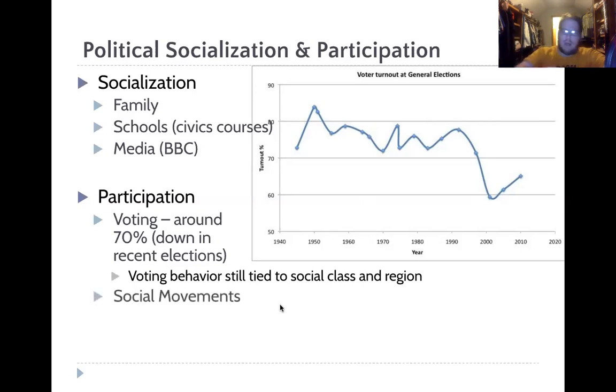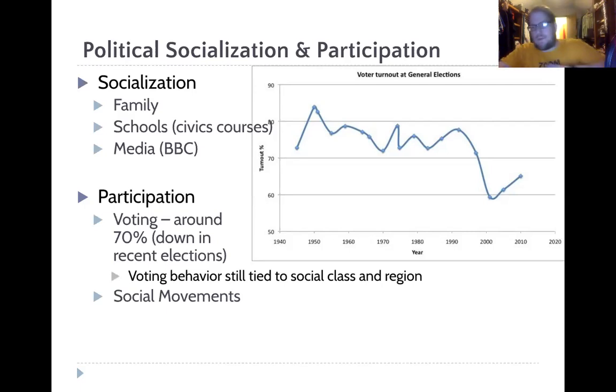Voting behavior is still very predictable, like most Western democracies, being tied to social class or region will be good predictors of not only will people participate politically, but who will they vote for. And that's something that you tend to notice in a lot of traditional democratic systems.